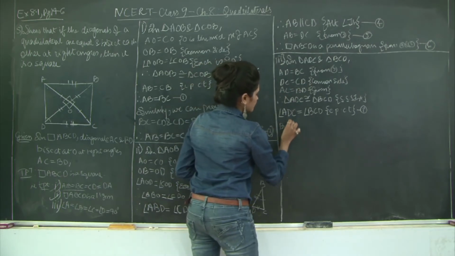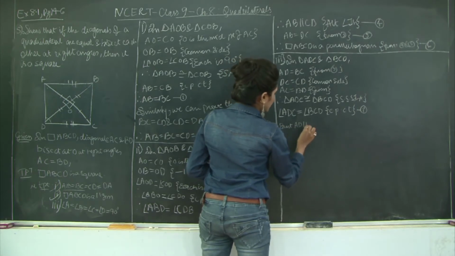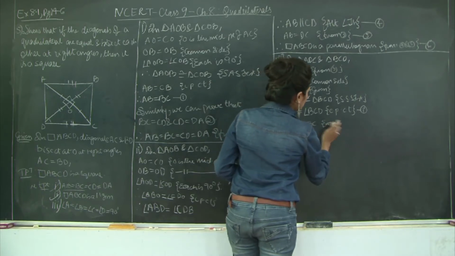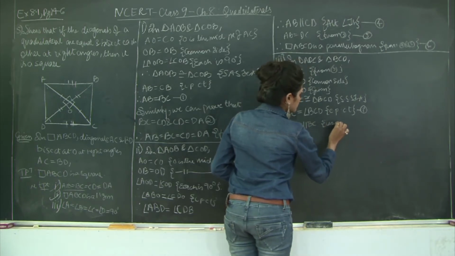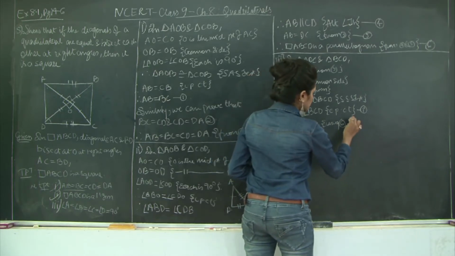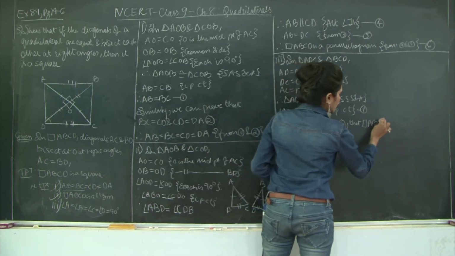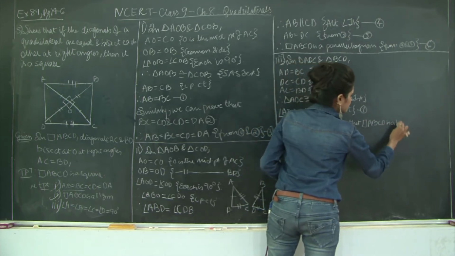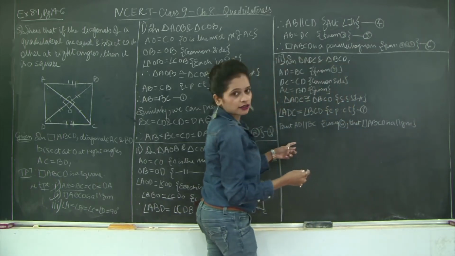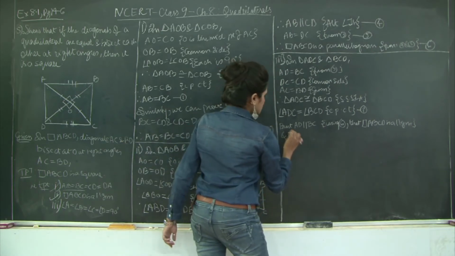But AD is parallel to BC. We proved that using 7, using point number 6, which states that quadrilateral ABCD is a parallelogram. Correct? So, but AD is parallel to BC and DC is the transversal.